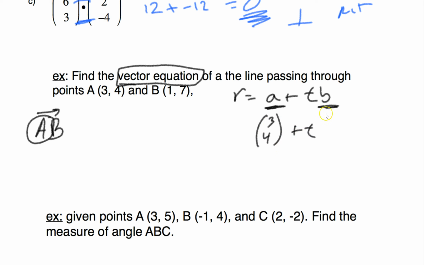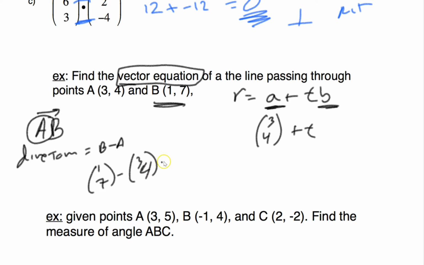Plus t times b. Now b, I have to find that. A lot of people just put point B there. It is not. That's a tip. I need the direction, and direction is how you find AB: tip minus tail. Just like how you find this vector here, same idea. Tip minus tail, so 1, 7 minus 3, 4. I get -2 and 3. That's what this vector is. Set it equal to r, and we're done with that one.